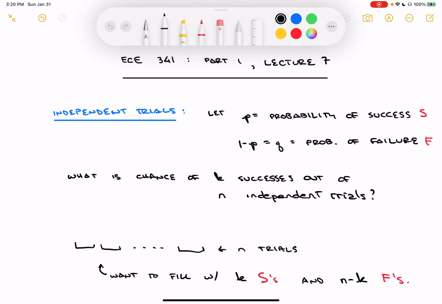A way we could try to visualize this is we could draw some bins. These bins are for each one of the trials. So I go ahead and I lay out n total bins corresponding to those n trials. And what I would like to do is fill k of those bins with the letter S to designate a success. All the other ones would necessarily get a failure. So I want to fill in k S's and then have n minus k F's in there.